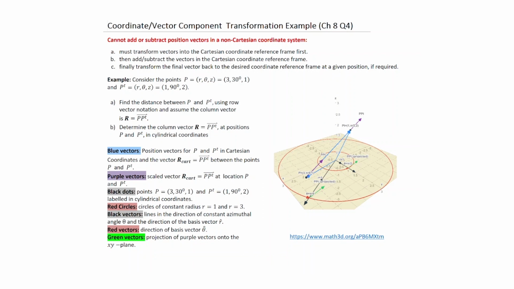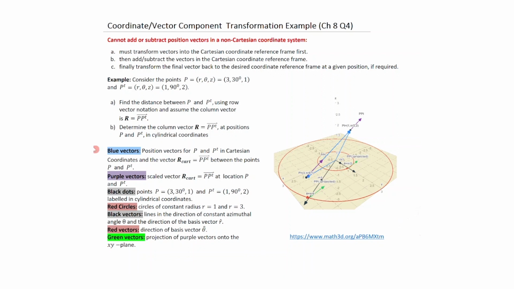Using row vector notation and assume the column vector is r equals ppt. And the second part is to determine the column vector r equals ppt at positions p and pt in cylindrical coordinates. The diagram on the right is 3D. It can be accessed at the URL down here. And just for reference, everything is color-coded.